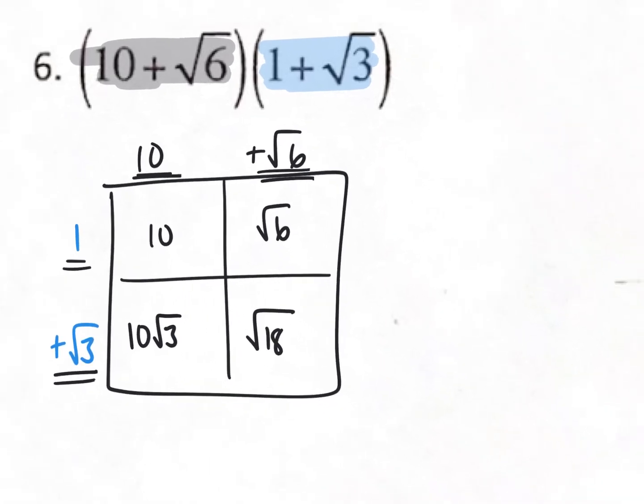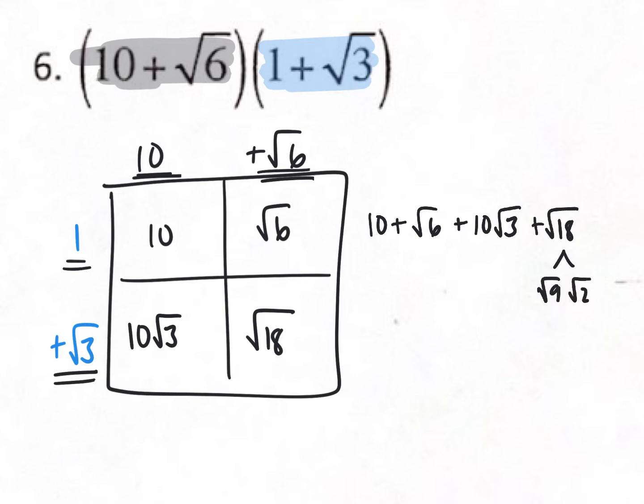I don't see any of my square roots that are the same, so I'm just going to start by writing everything out. I've got 10 plus the square root of 6 plus 10 square root of 3 plus the square root of 18. Now I just have to look and see, can I simplify any of these square roots? I can't simplify the square root of 6 or the square root of 3, however I can simplify the square root of 18. Biggest perfect square that goes in is the square root of 9 times the square root of 2, and the square root of 9 is 3.